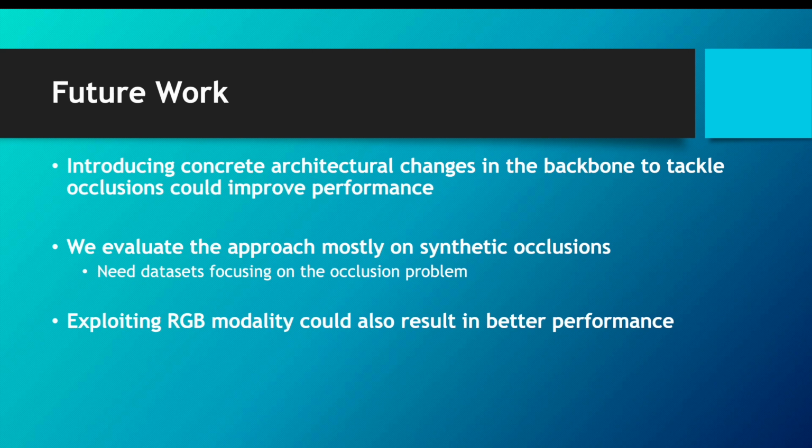Thirdly, we currently work with silhouette data, but recent works have shown that the RGB modality can also boost performance. It's not so trivial to simulate real-looking occlusions on RGB data. Obviously, you could use generative AI to do that, but this is something which we leave for future work.